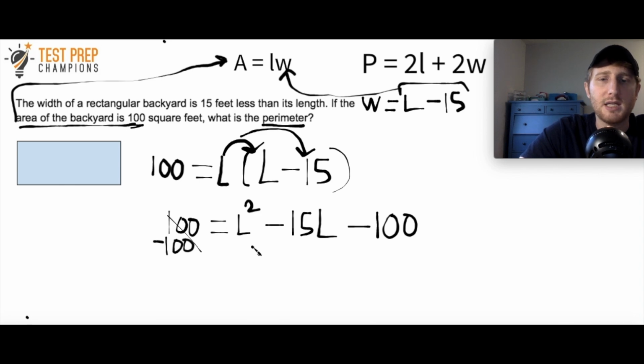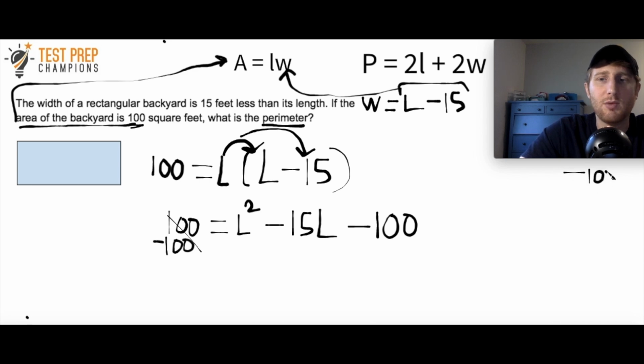But the idea with factoring is that we want to take the first number here, which is just 1, and multiply it by the last number here. So you do 1 times negative 100. All right, and we have that negative 100.